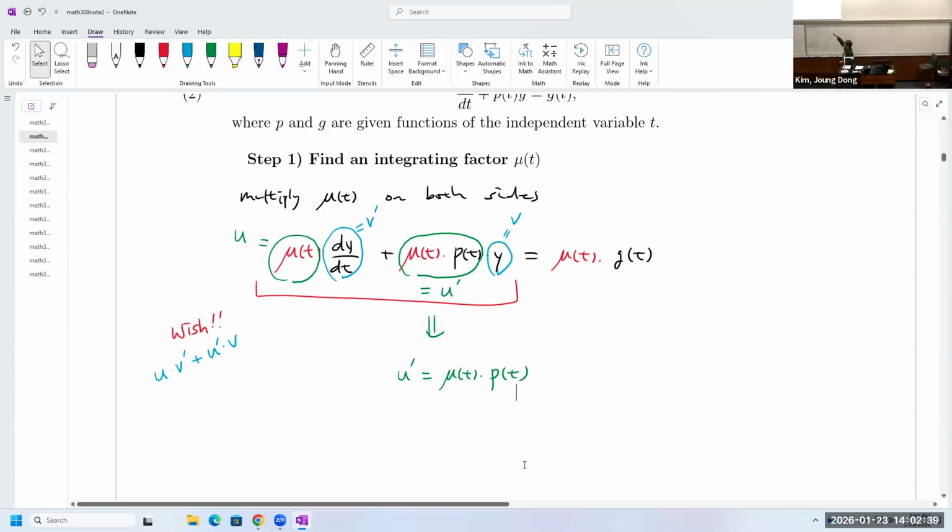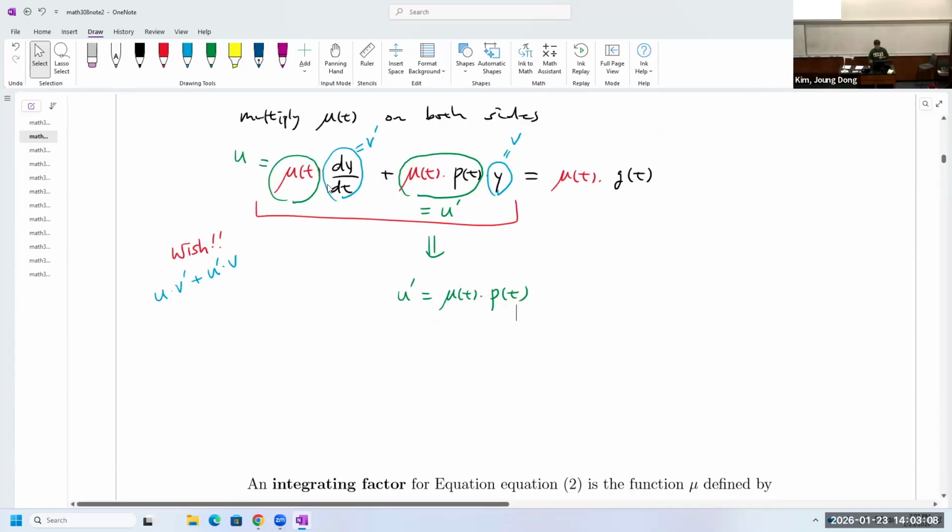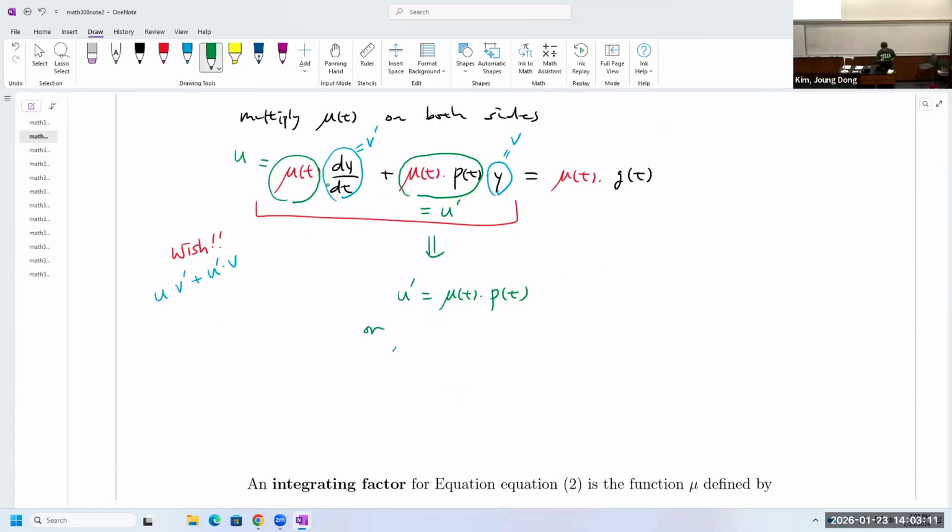Now, focus on this green one. What is that? u prime equal to mu p(t). Oh, that is another first order linear differential equation. u is mu, right? So we can rewrite this as mu prime equal to mu p. Am I doing right? Okay, let me rewrite: d mu/dt is equal to mu p. Can you solve it? That's right, separable, which means mu and t. Let me divide by mu on both sides and multiply by dt on both sides. So this can be written as 1 over mu d mu is equal to p dt. p is a function of t.